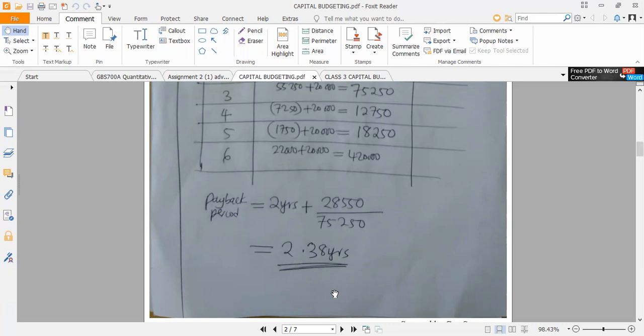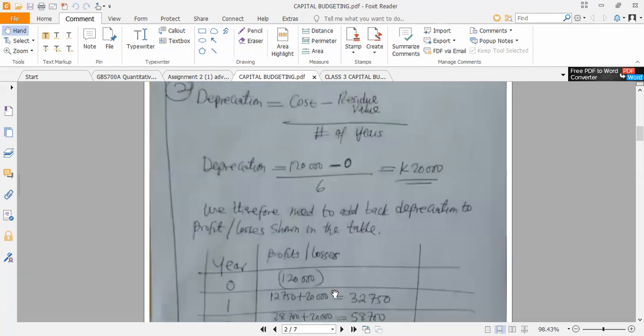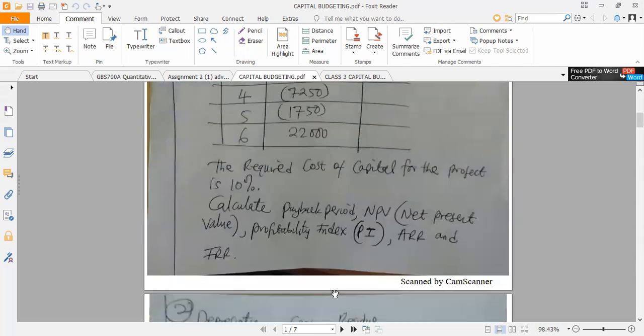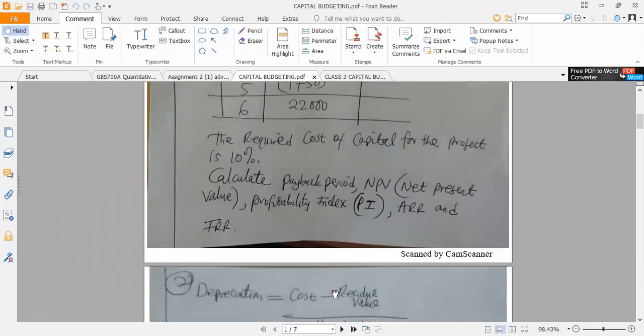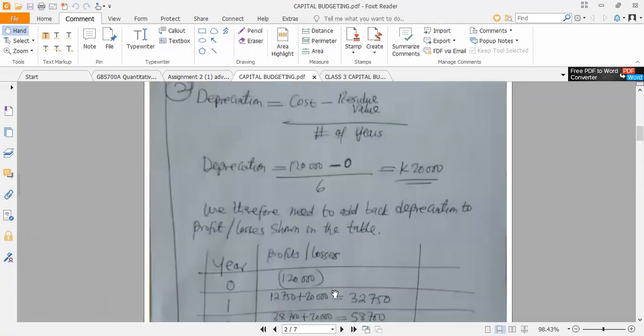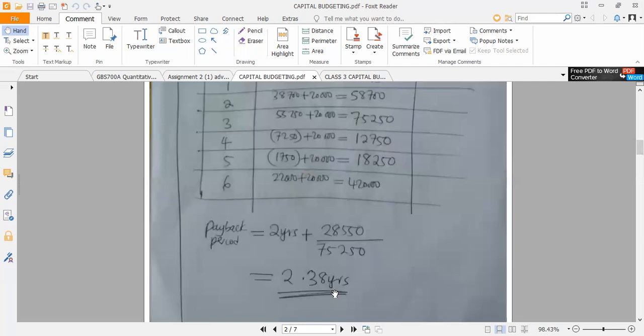If you are okay with that one, let me know before you get to the other one. Because the first one says we need to find the payback period. Then the second one, we need to find the net present value. So for the first one, our payback period is 2.3 years. So is that clear so far? Yes, it is. Okay, that's fine.